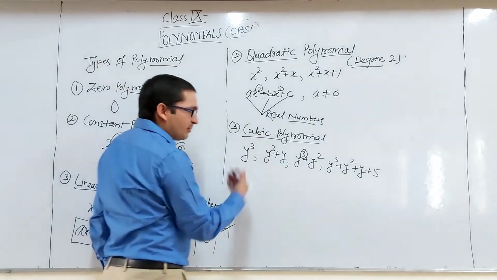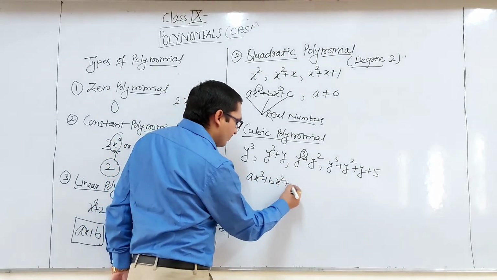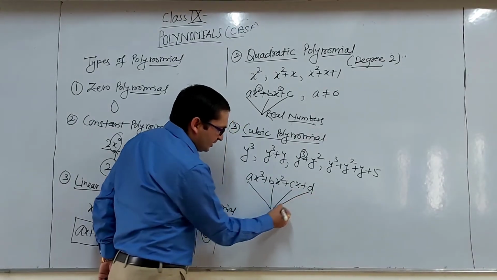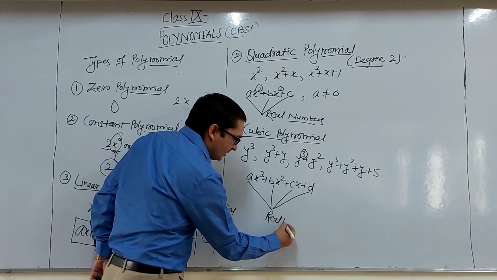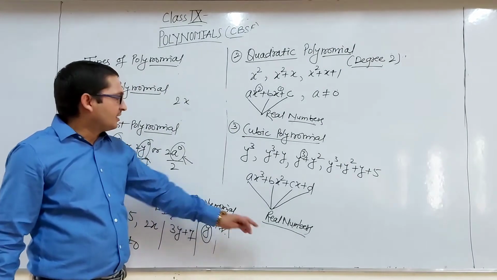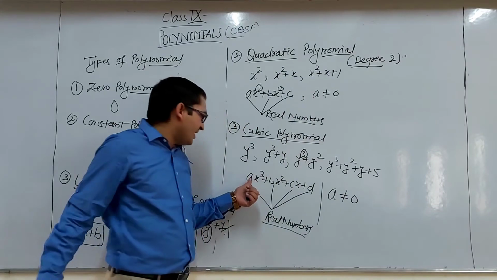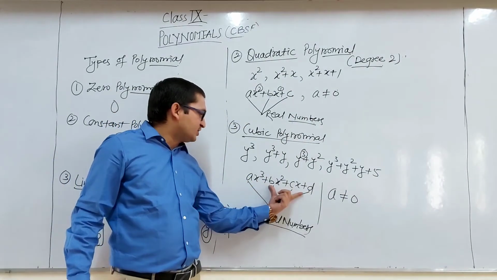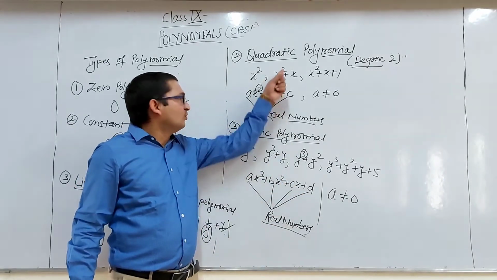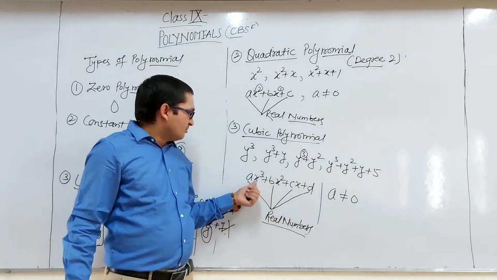Now the standard form of the cubic polynomial will be ax cube plus bx square plus cx plus d, where a, b, c, d are real numbers. Here also a should not be equal to 0. If a is 0, then this whole term will be 0, so it will be converted into a quadratic polynomial. b can be 0, c also, d also, but a should not be 0.